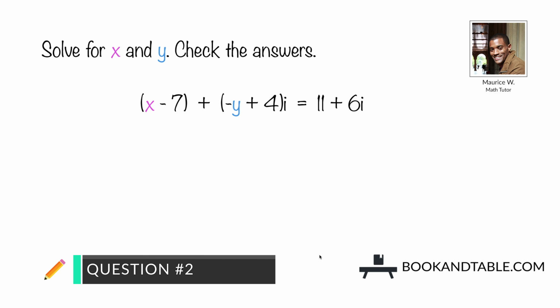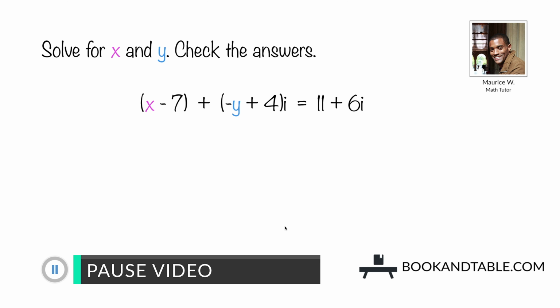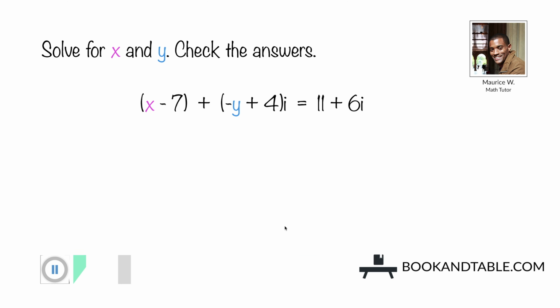Let's take a look at question number 2. Solve for x and y, check the answers. (x - 7) + (-y + 4)i is equal to 11 + 6i. Pause the video, answer this question, and then press play when you are ready to begin.